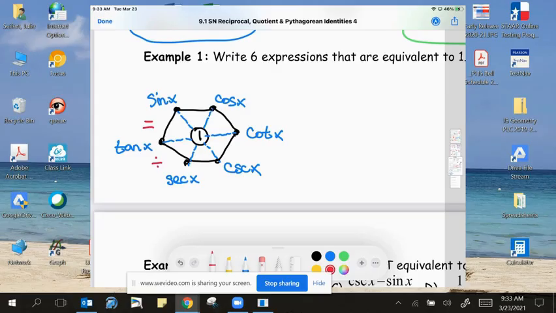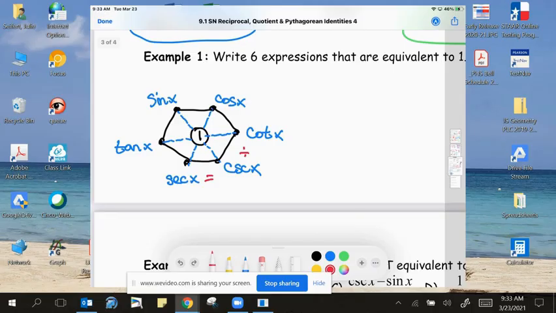Okay? We could also say that cosecant x is equal to secant x divided by tangent x. It works in either direction. Secant x, we'll start with secant. Secant x is equal to cosecant x divided by cotangent x. And around the circle in any direction, around the hexagon in any direction.